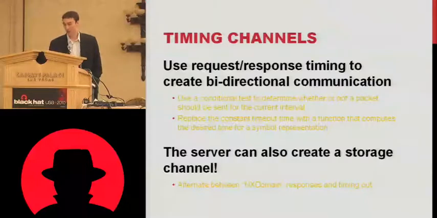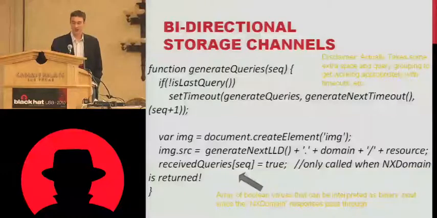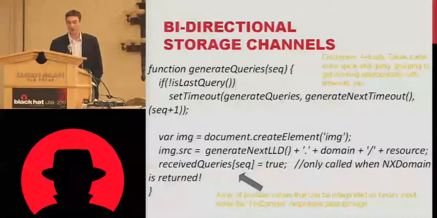And then you're actually able to create a storage channel as well by alternating back and forth between NX domain responses and timing out. What you can actually do is right after setting the image.source in this case, where it's going to time out whenever you black hole, you can have a data structure afterwards that keeps a binary response from the server. Anytime NX domain is received, it's going to fall through and set that sequence number to true in the data structure after it. Whereas anytime it's black holed, it's going to halt at image.source, and it's not going to come through, and the array is still going to be false at that point. So you actually build a binary storage channel response in that way.